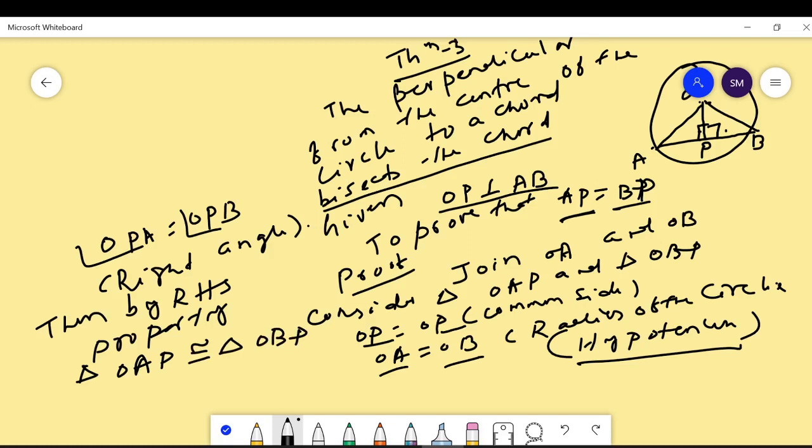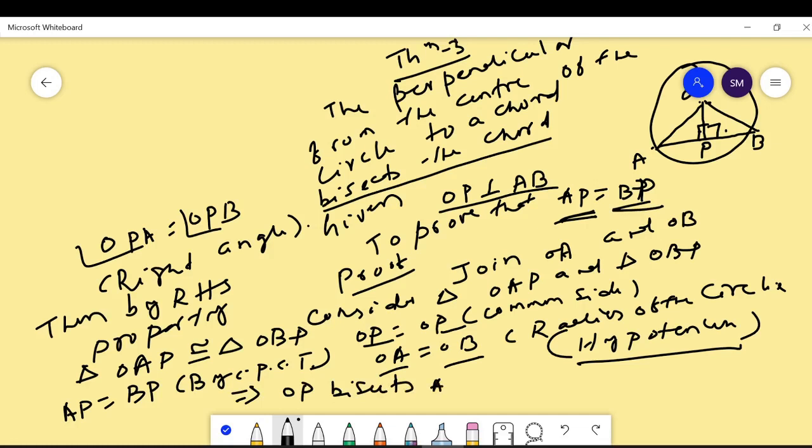Then triangle OAP is congruent with triangle OBP. Then AP is equal to BP by CPCT, corresponding parts of congruent triangles. AP equal to BP, which implies OP bisects AB. Bisects AB means it divides AB into equal parts. Okay, hence proved.